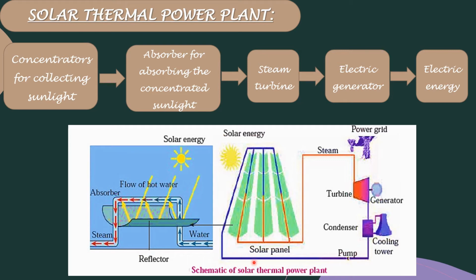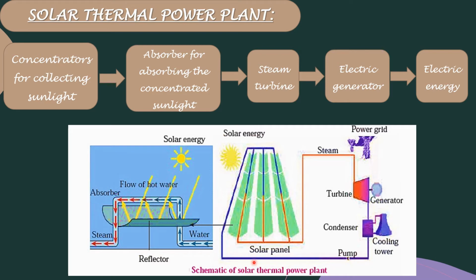Now students, in a solar thermal power plant, solar energy from the sun is converted to electrical energy. A solar thermal power plant consists of a solar panel, a condenser, a turbine, a generator, a pump and a cooling tower. The solar panel consists of many reflectors that reflect and concentrate solar radiations on absorbers, thus converting the solar energy into heat energy.